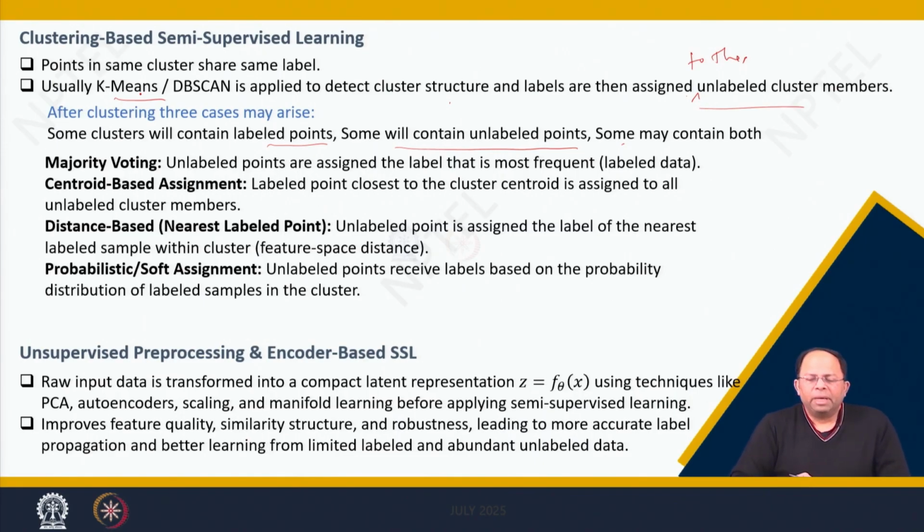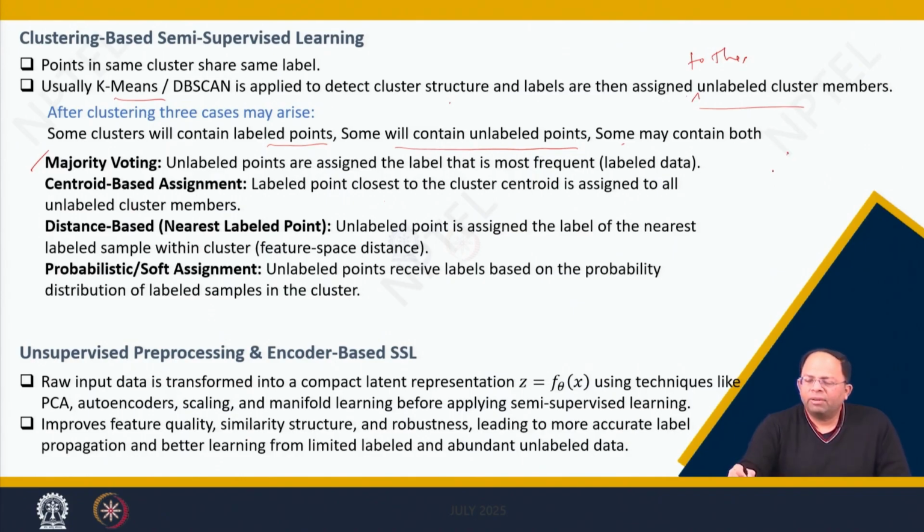Once we have done the clustering, how do I determine the labels of the unlabeled points? There are some strategies. One is, of course, majority voting, which means unlabeled points are assigned the label that is most frequent. Otherwise it could be centroid-based assignment. What it means is the labeled point closest to the cluster centroid is assigned to all unlabeled cluster members.